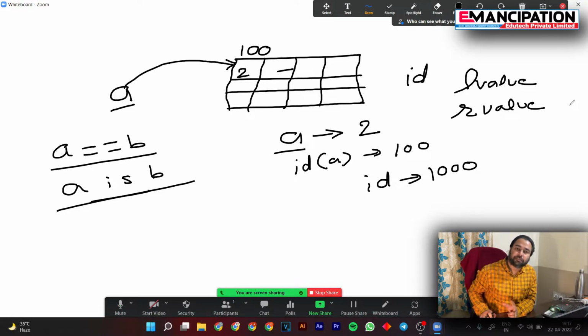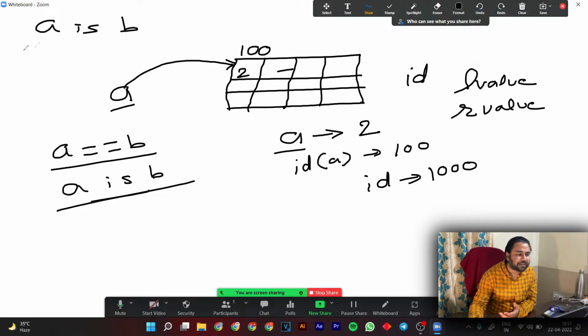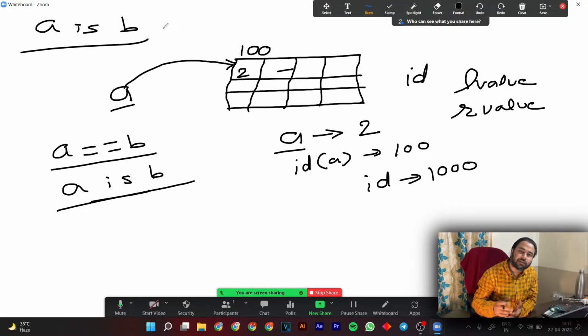On the other hand, if both variables have the same value, but their identity is not the same, then that is known as equal to. So in Python, we generally use A is B and A == B. If I say A is B, I basically mean that both identifiers are pointing to the same memory block. Since they are pointing to the same memory block, their values are of course the same and their location is the same.